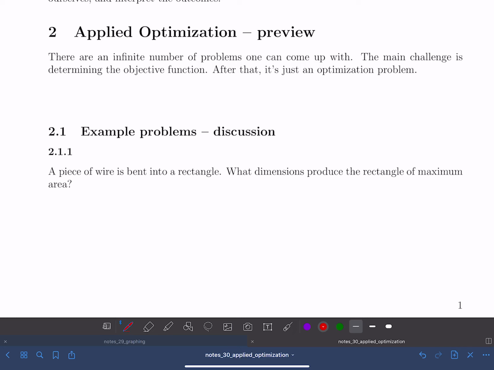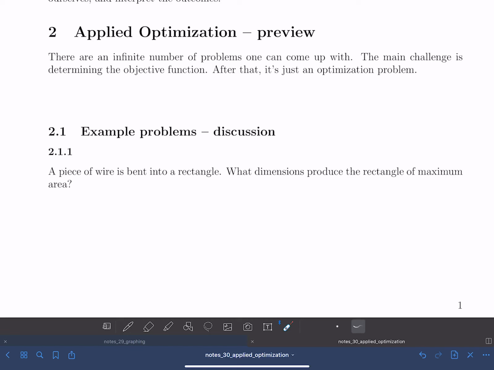So, as a preview, I will make the full disclaimer right up front. There is an infinite number of problems we can come up with. And the main challenge in these, just like with related rates problems, is often determining the objective function. After that, it's just an optimization problem. And so how do you get good at coming up with the objective function? It's not procedural. That's the creative part. That's where you're going to draw pictures and use geometry and stuff like that.